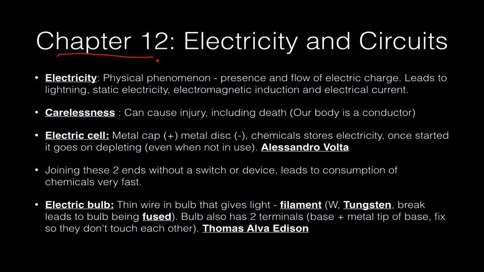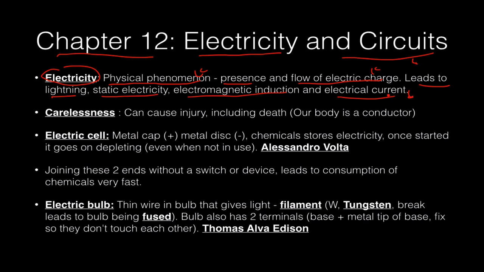Now the last chapter for today, chapter 12, is electricity and circuits. So basically electricity, how do you define it? It's a physical phenomenon, the presence and flow of electric charge which leads to lightning, static electricity, electromagnetic induction, electrical current. So these are the four basic phenomena of electricity. It means presence and flow of electric charge is electricity.